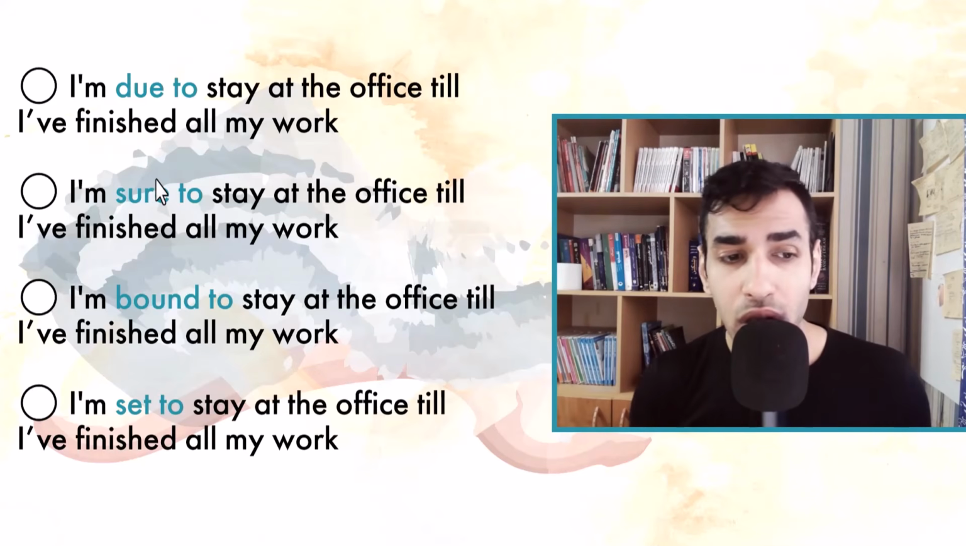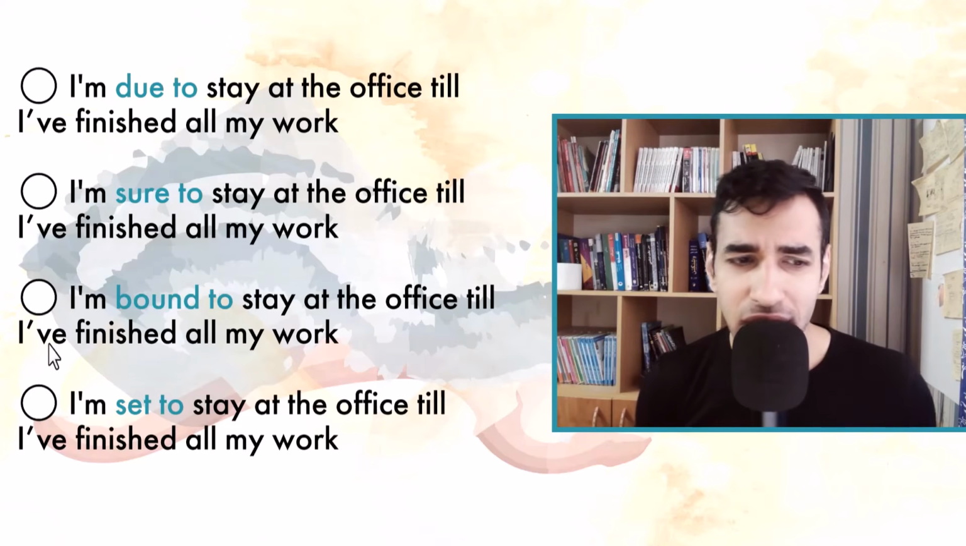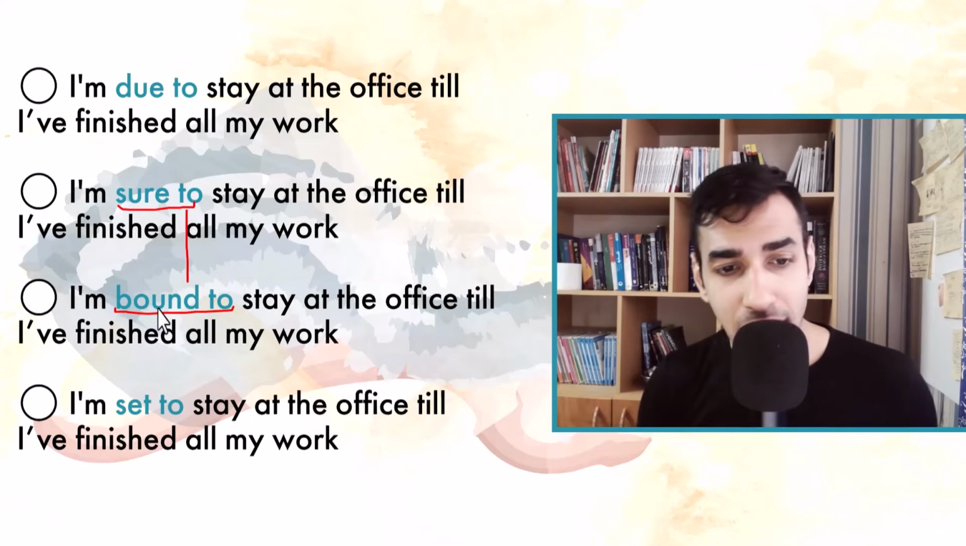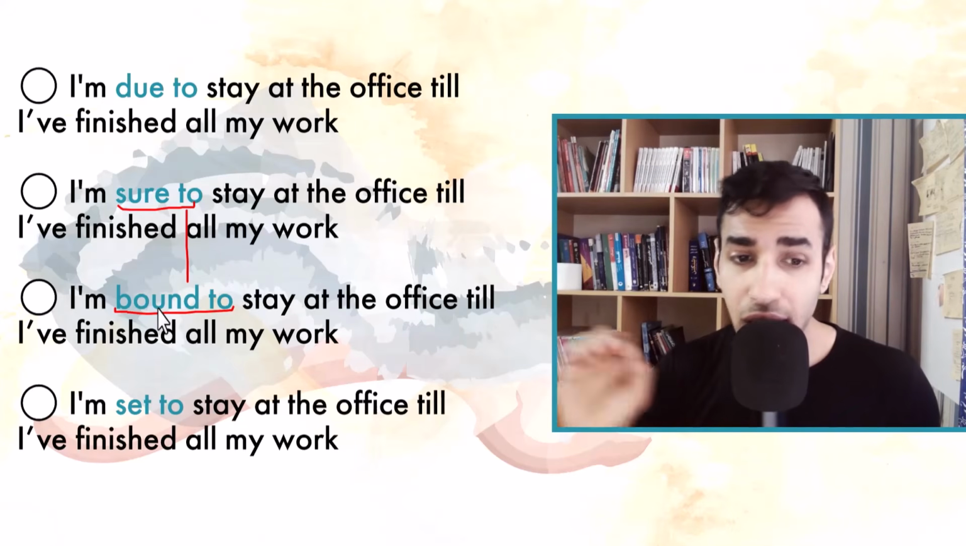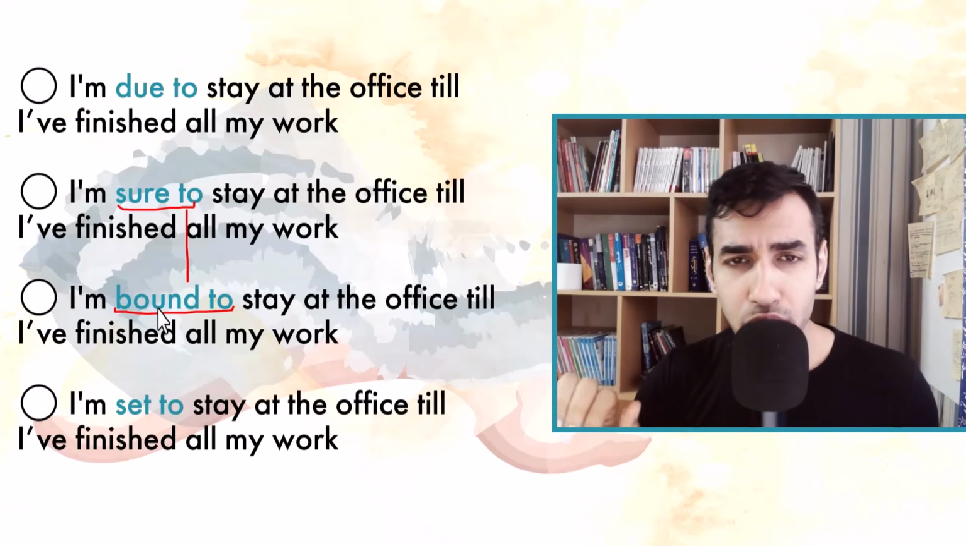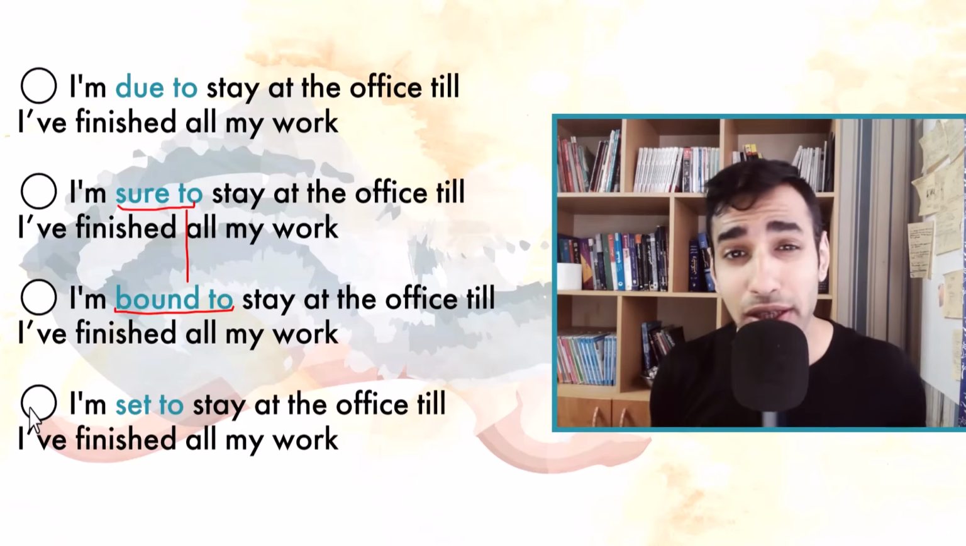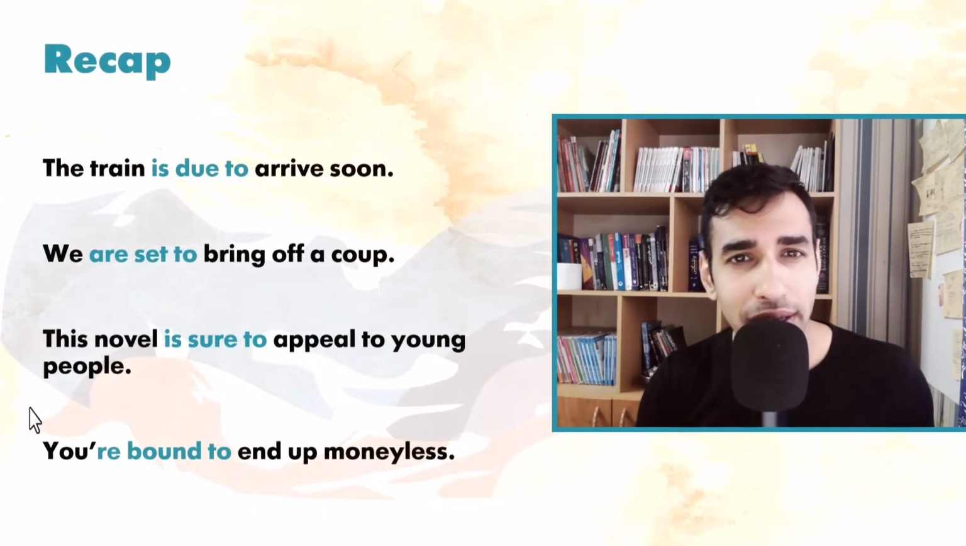The third one, I'm bound to stay at the office till I've finished all my work. Bound to and be sure to, they are completely similar to each other. I'm bound to means I'm likely to with high probability, or I'm certain to stay at the office till I finish all my work. So bound to and sure to are similar. I'm set to stay at the office till I finish all my work means I'm ready to do it. I'm ready to stay at the office till I finish all my work.